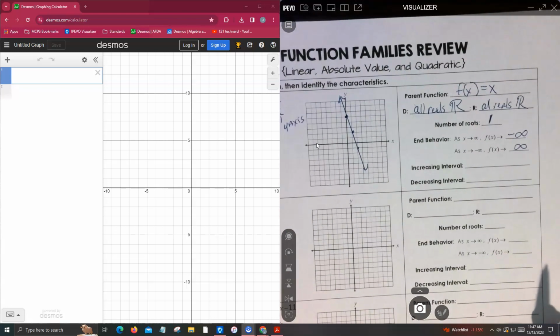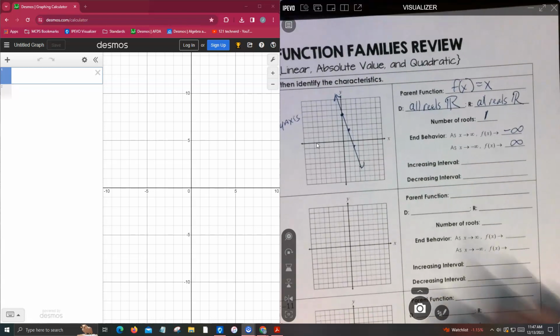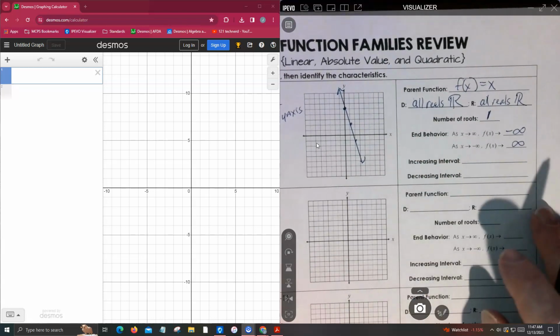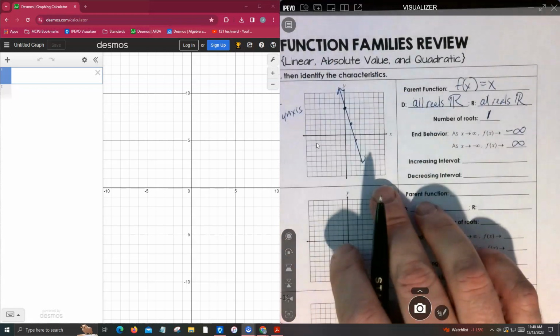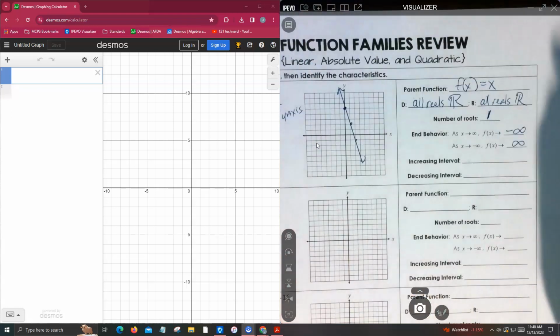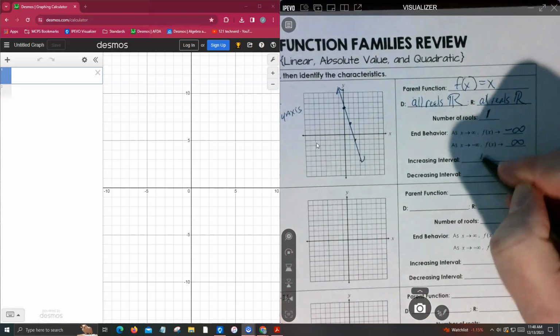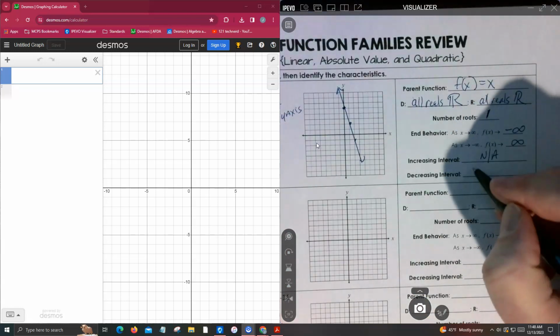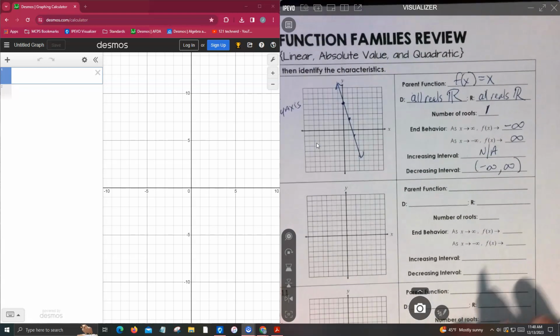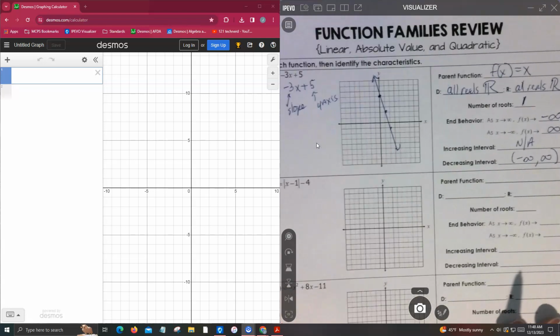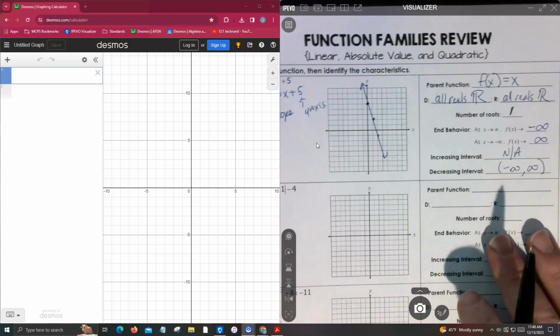All right, so the increasing interval means where is it increasing. In this case, it's always decreasing because you read this way. So increasing is not applicable, and it's decreasing on the whole interval, so we're putting negative infinity to positive infinity. This is pretty much all you really need to know with the functions.